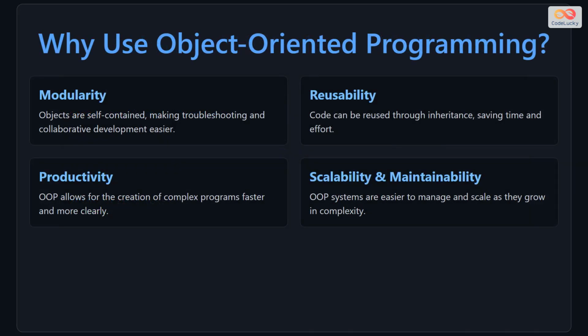You might be wondering why we should use OOP. It offers several key benefits. It promotes modularity, meaning objects are self-contained and easy to manage. It allows for code reusability, so we can avoid writing the same code over and over. This leads to increased productivity and helps us build complex applications that are easier to scale and maintain over time.